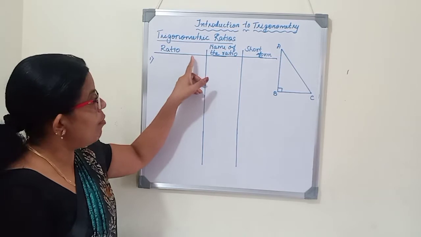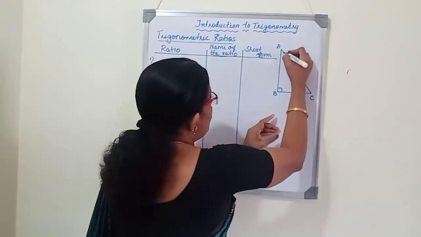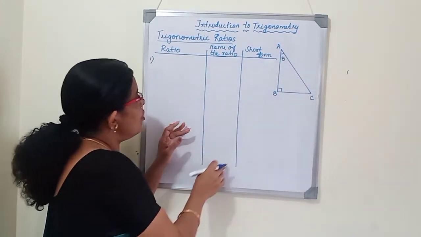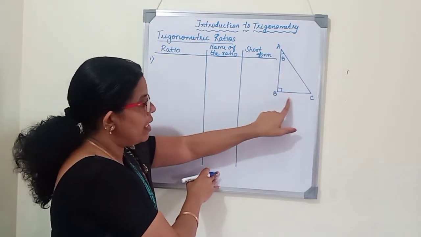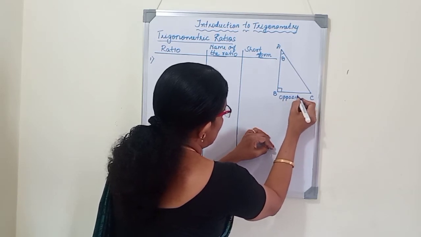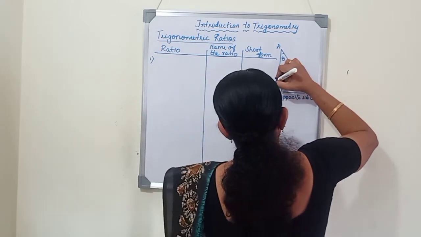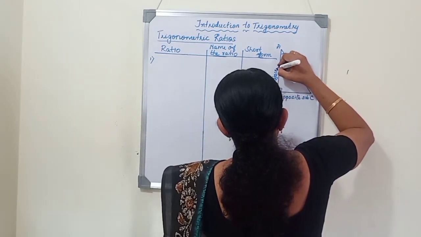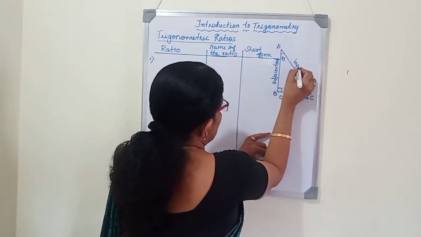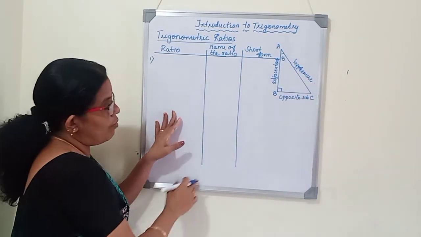Now we will see the trigonometric ratios. In this triangle ABC, angle B 90 degree, I will mark angle A as theta. Theta is the measurement of the angle. So here, with respect to theta, BC is the opposite side. And AB is the adjacent side. And AC is the hypotenuse.